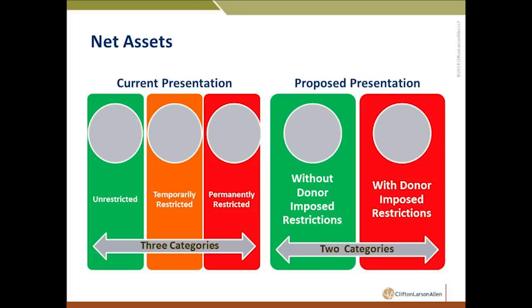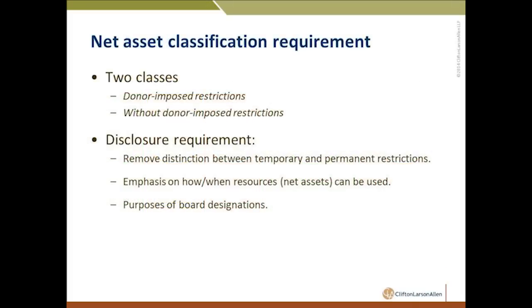What they will do, though, is the restrictions relating to perm and temp will still be there. They'll still be disclosed, so you'll still have the same amount of disclosures. It's just on the statement of financial position and the statement of changes in net assets. Instead of having the 3 categories, you'll have 2. Since 2009, they came down to 2.